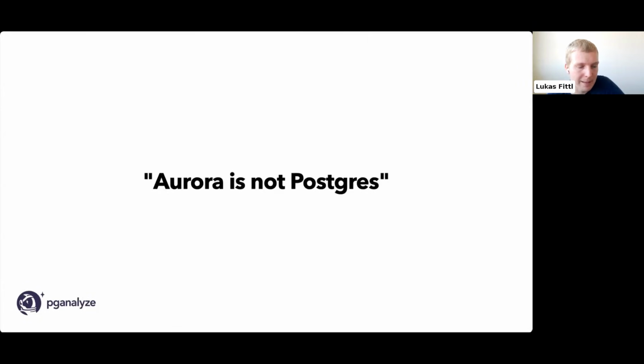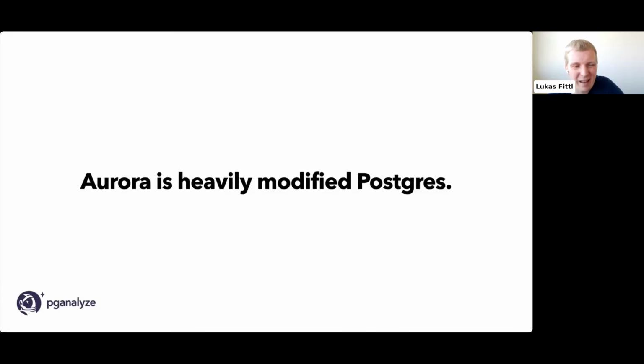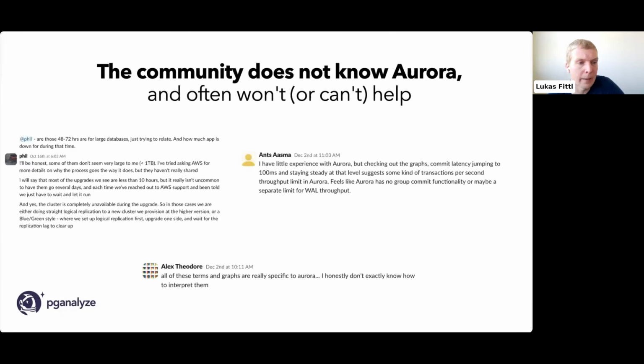One of the things that I keep seeing in the Postgres community is that people are saying Aurora is not Postgres. And I think they're right to a certain extent. I feel like Aurora is a heavily modified Postgres. You might even say too heavily. It really depends on what you're looking for. A lot of Postgres' behaviors are very similar in Aurora, right? The planner is mostly the same, query execution is mostly the same. Once it gets to storage, that's where it really breaks down.